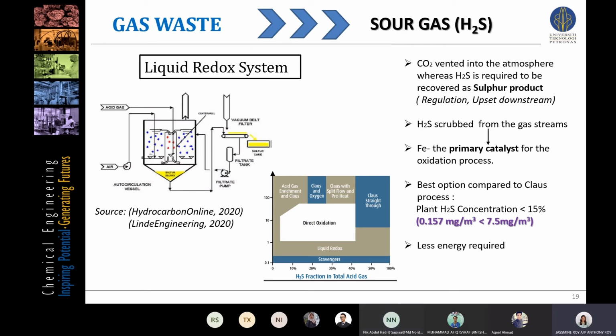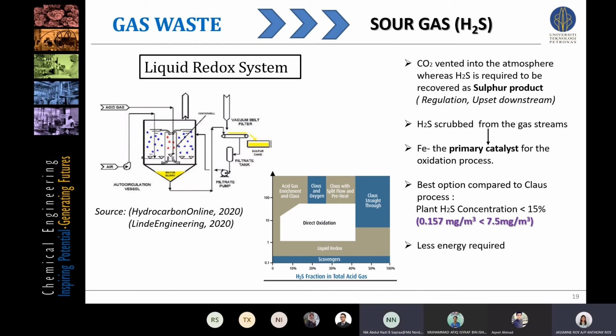Meaning, how does it work, sir? Liquid redox, how much H2S is in your acid gas? In our acid gas, we have about 0.157 milligram per meter cube of H2S. Okay, so which is below the 15. If you see, there's a fraction diagram there.